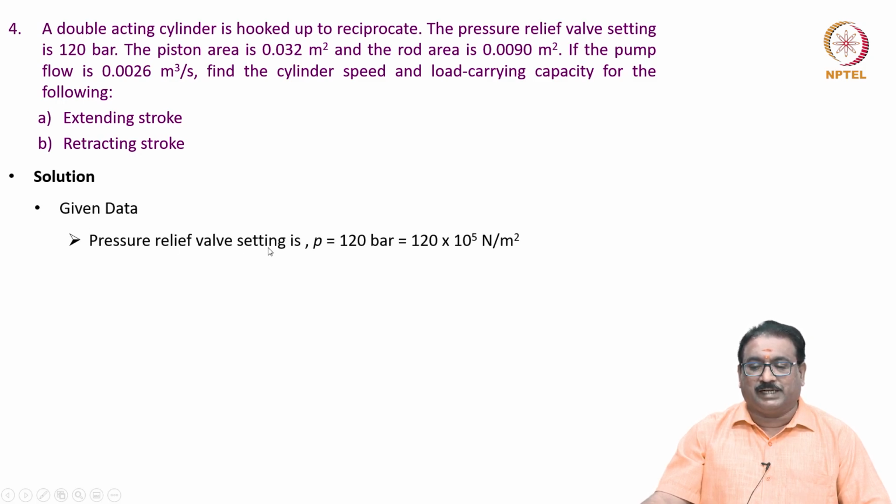The pressure relief valve setting is given as 120 bar. I am converting to Newton per meter square by multiplying 10 to the power of 5.